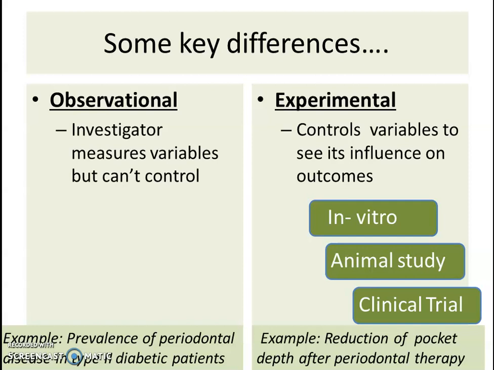We have another type of study that we call experimental study. Here, the investigator controls the variables to see their influence on the outcomes. It can be, in the simplest form, an in vitro study or a lab-based study where you are directly experimenting on some tissues, probably extracted teeth, or on collected saliva or a cultured microorganism, and you are trying to see the results of that. That's an in vitro study. That's an example of an experimental study.